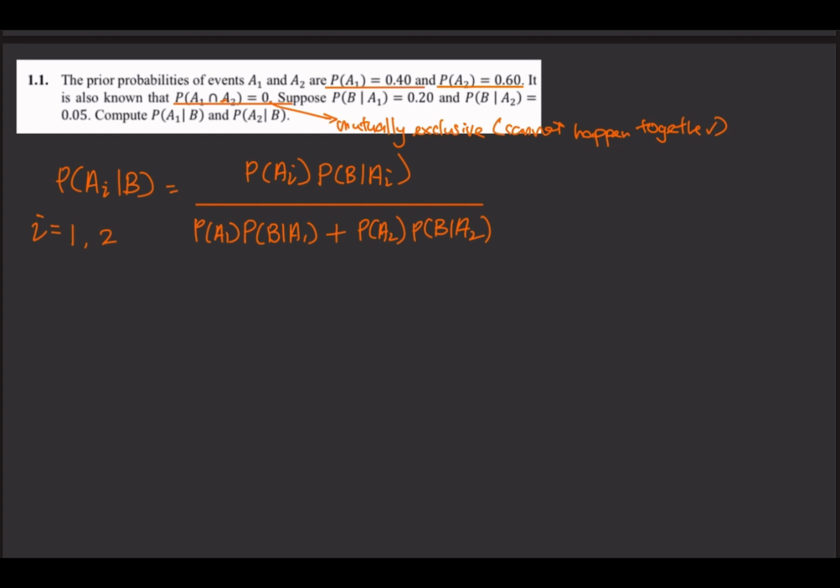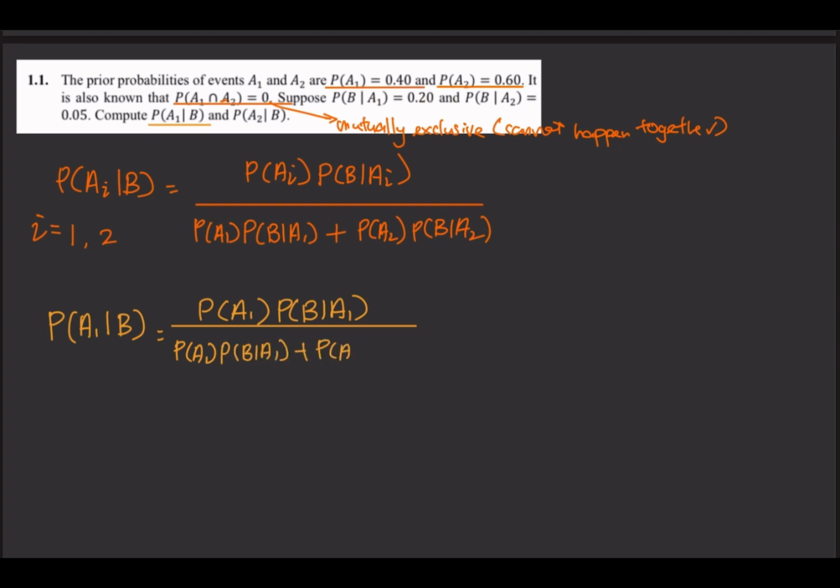Now we want to compute probability of A1 given B. So the probability of A1 given B happens is equal to the probability of A1 multiplied by probability of B given A1 divided by probability of A1 multiplied by probability of B given A1 plus probability of A2 multiplied by probability of B given A2. And thus, we can just substitute into the formula, right?